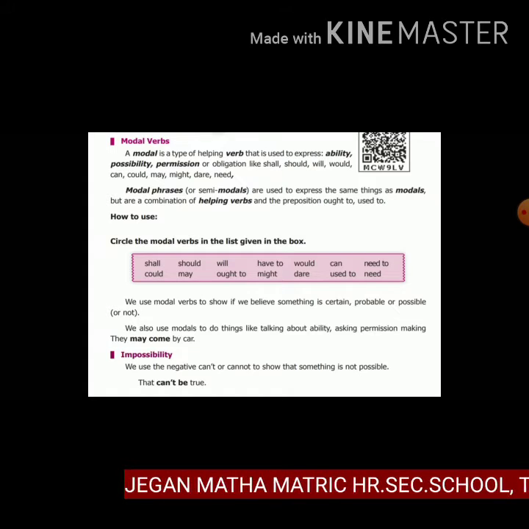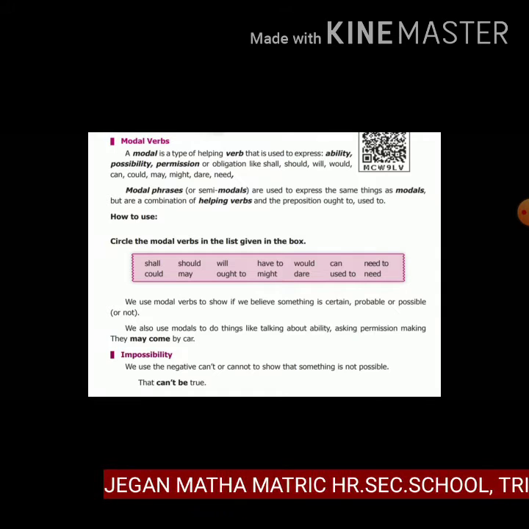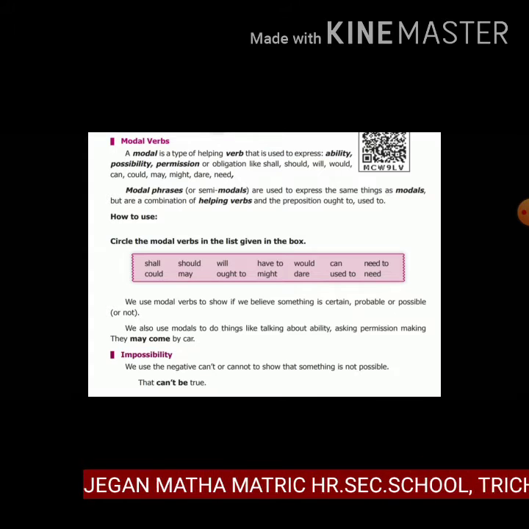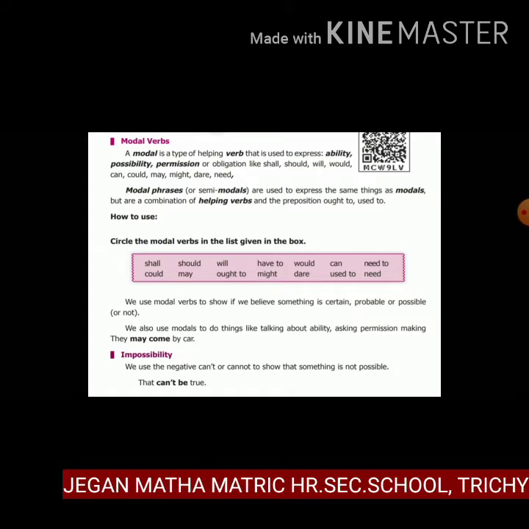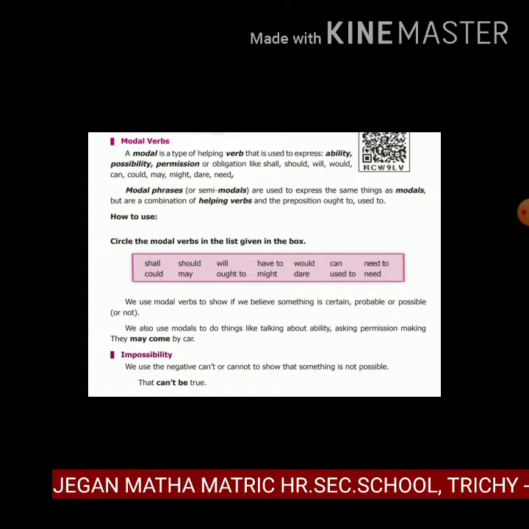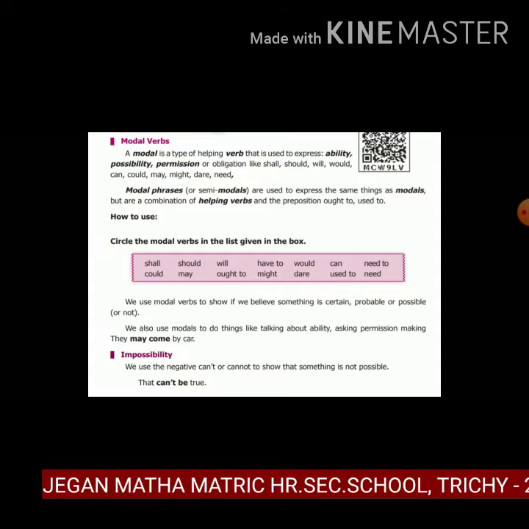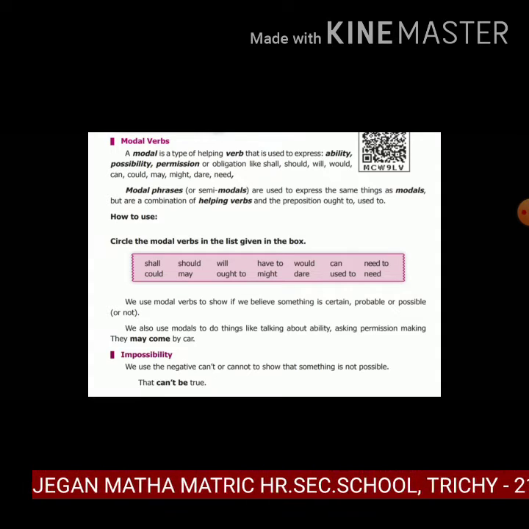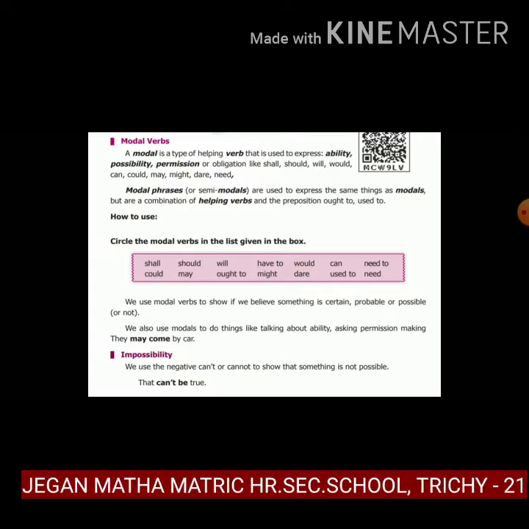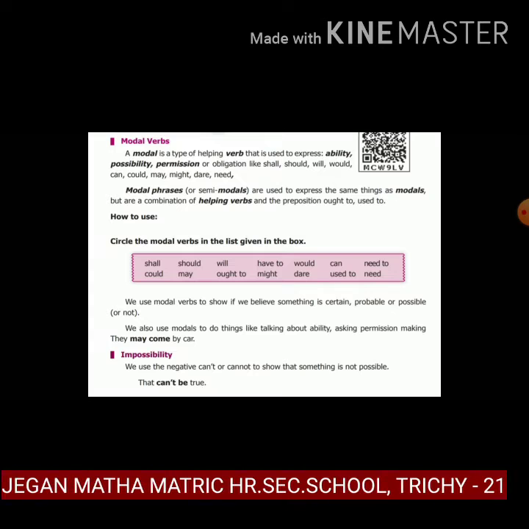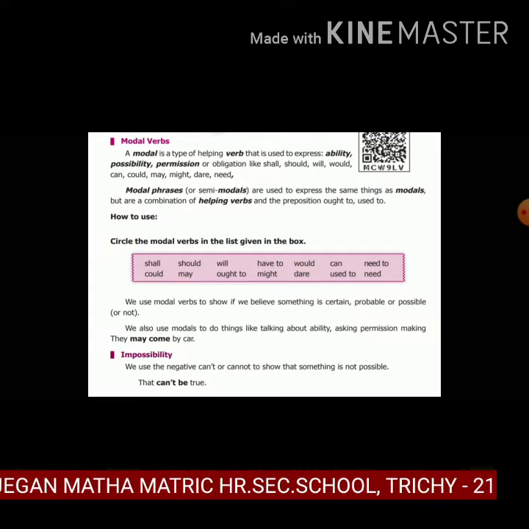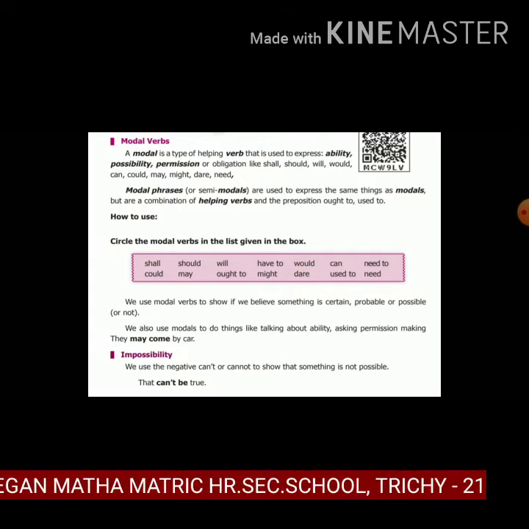We use modal verbs to show if we believe something is certain, probable or possible or not. We also use modals to do things like talking about ability, asking permission, and making requests. For example, they may come by car. Here, may is the modal.